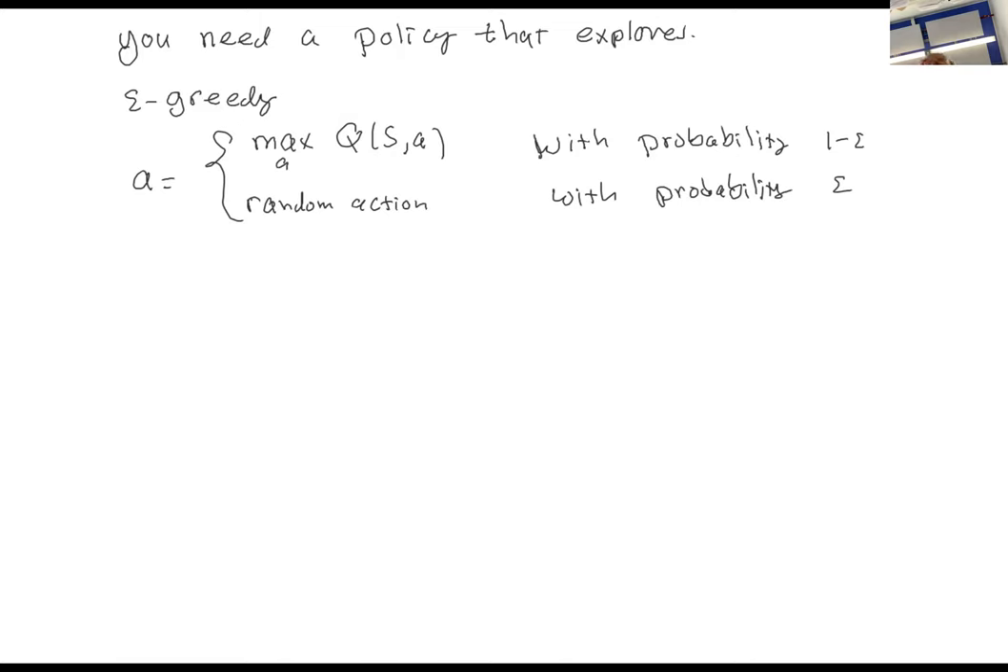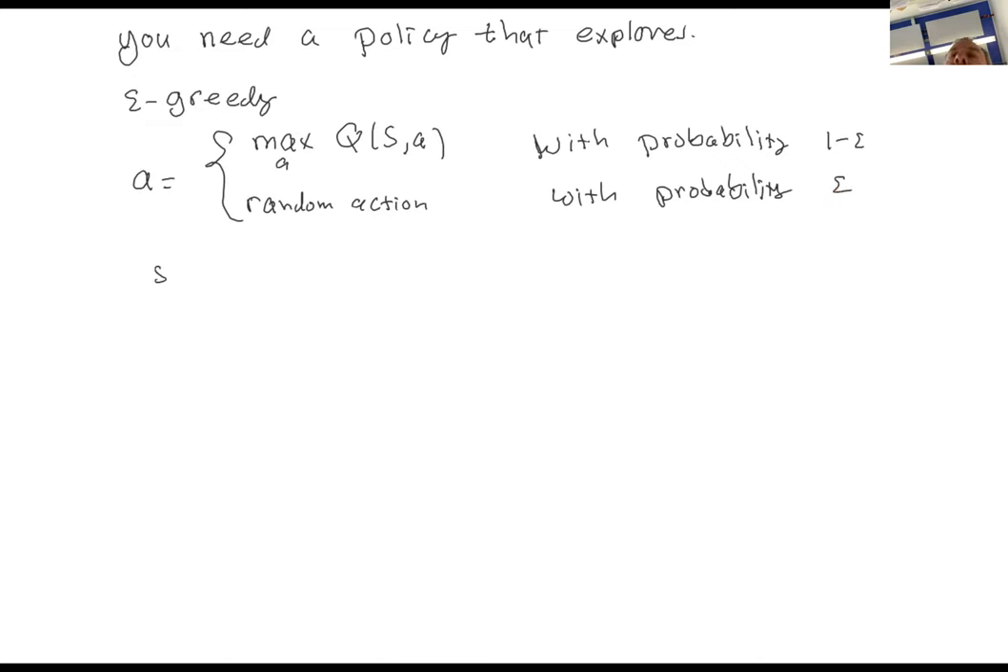But as you learn more and more, you want to turn epsilon down. It's actually a bad idea ever to turn epsilon to zero, even if you thought you knew something, because the world changes, okay? So you always want to keep epsilon at some reasonable value.